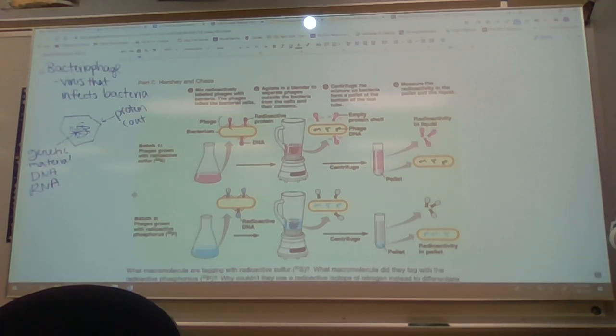we're using two radioactive isotopes as tracers. One is sulfur-35 and one is phosphorus-32. Take a look at that first question. Talk about that in your group. What are we tagging with those two? Think back to your structure of macromolecules.